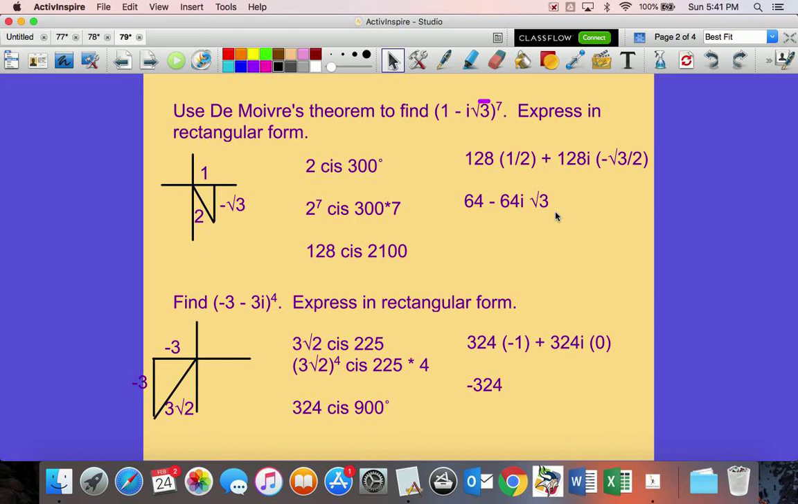All right, now most of the time, these two numbers are going to be the same. Not always though, like on the next one.